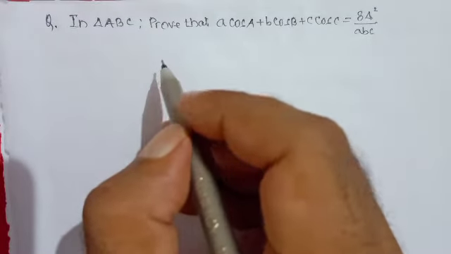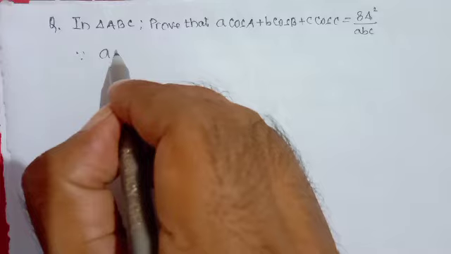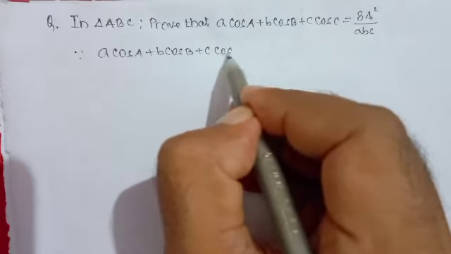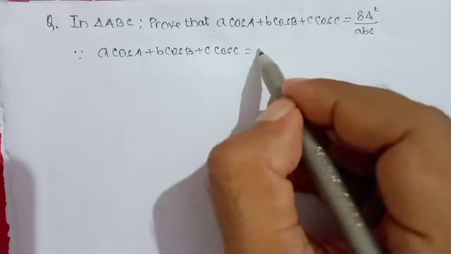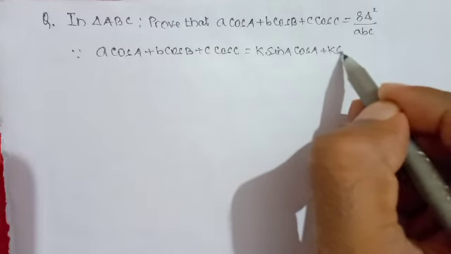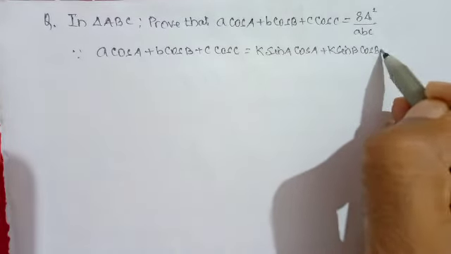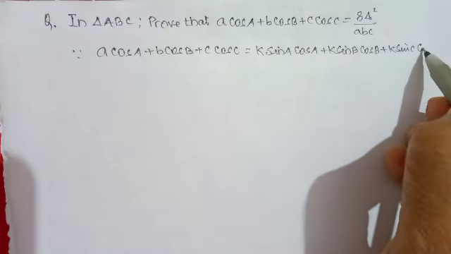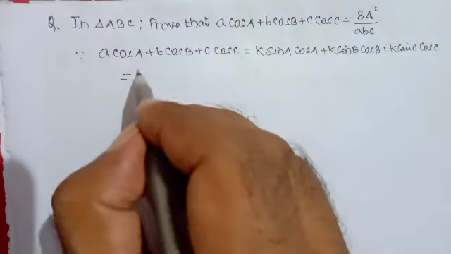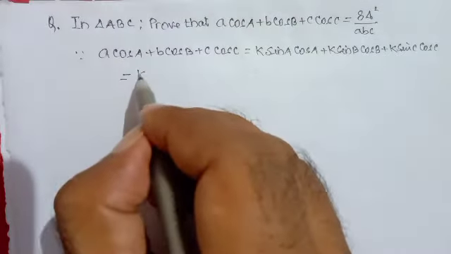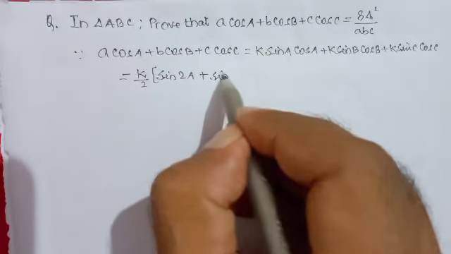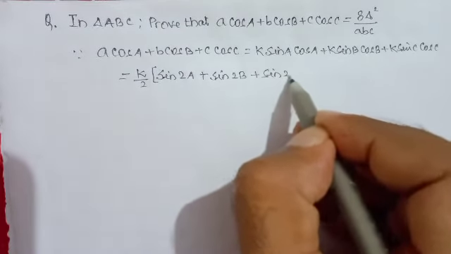Now see, just write down A cos A plus B cos B plus C cos C. Apply the sine rule first, means it should be K sine A into cos A plus K sine B into cos B plus K sine C into cos C. So rationalize it by 2, then 2 sine A cos A, 2 sine B cos B. K should be common, so after rationalizing by 2, it should be written as sine 2A, similarly sine 2B plus sine 2C.